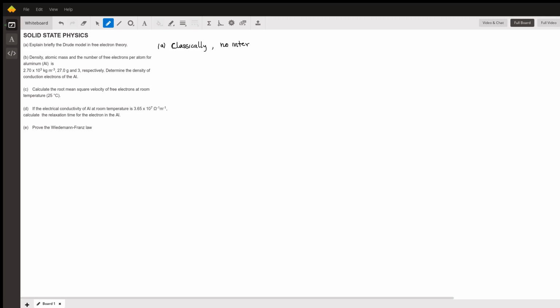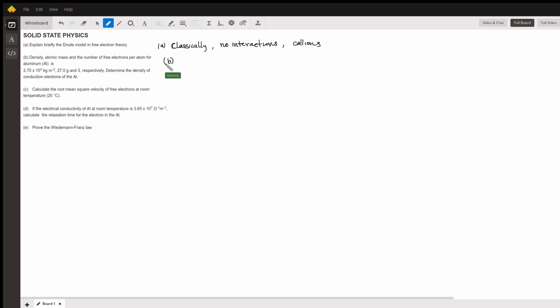There's no interactions either with the ions or with each other. No Coulomb interactions, no potentials. And they only interact via collisions. So the electrons can collide with each other, they can collide with the ions. That's the only source of resistivity in the theory.